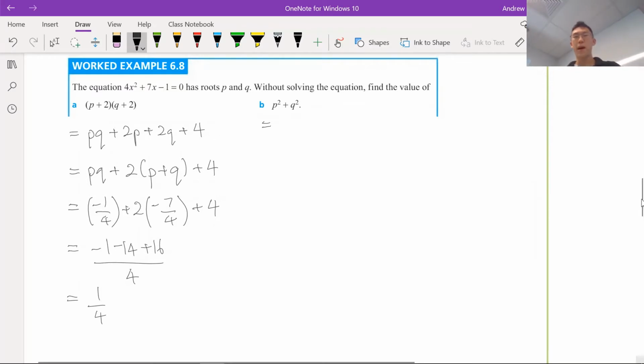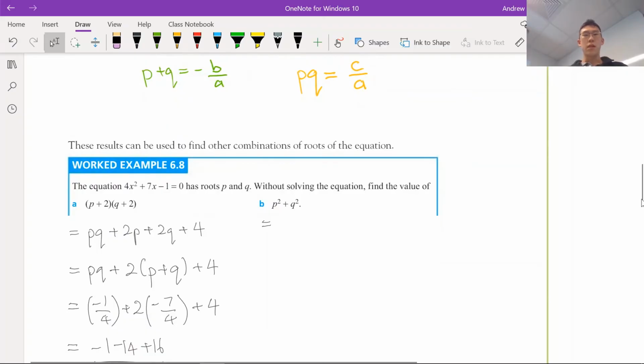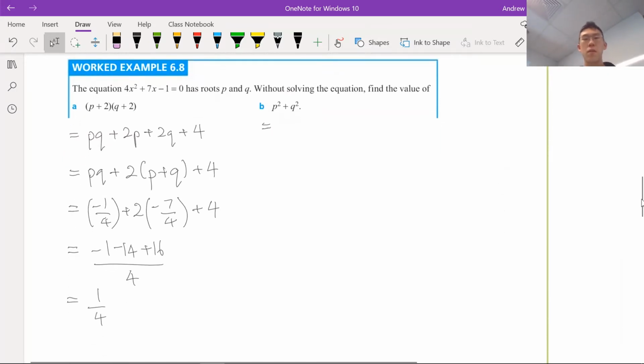Let's try part B now. This one's not going to be so obvious, so you need to really draw on all the algebraic techniques you know, alright? So we have P squared plus Q squared. Now, by themselves, just with this right now, we can't use our two rules here. Alright, because we don't have P plus Q, and we don't have PQ, alright? So, anyone got any ideas? What can we do here?